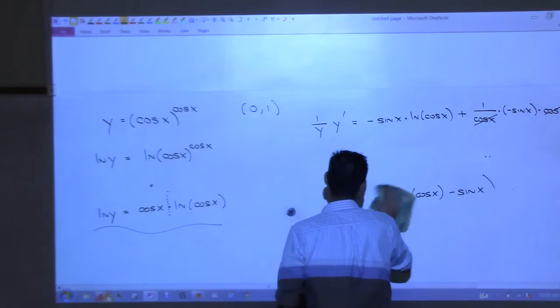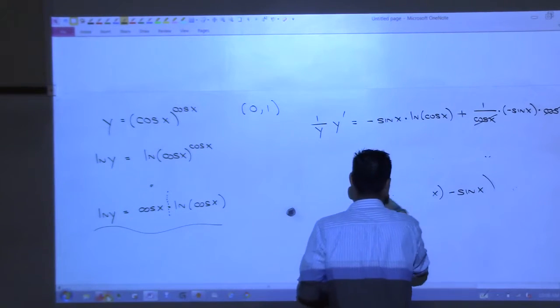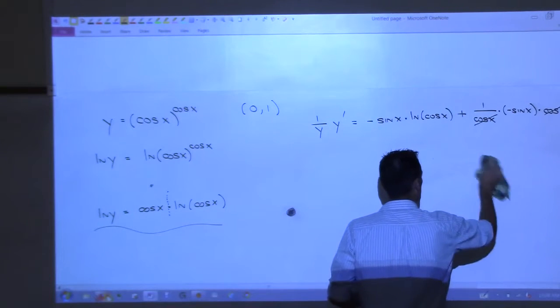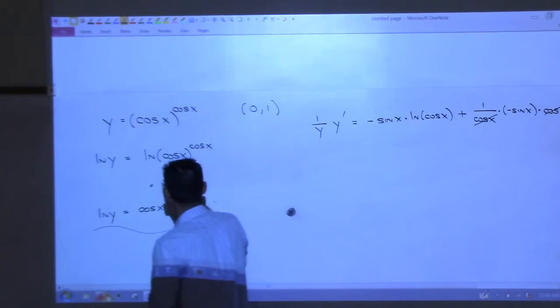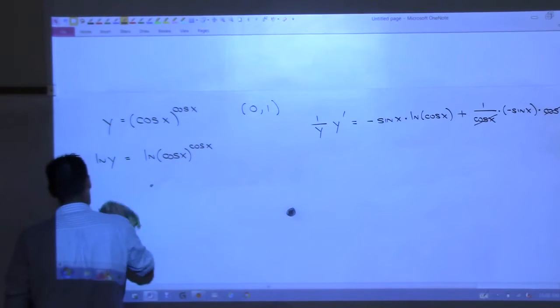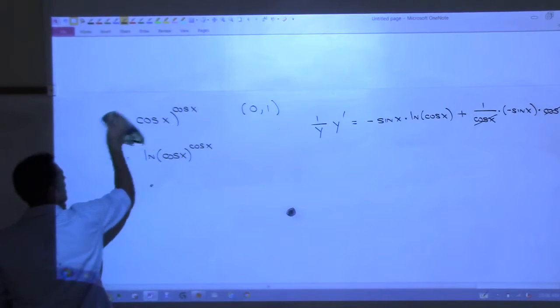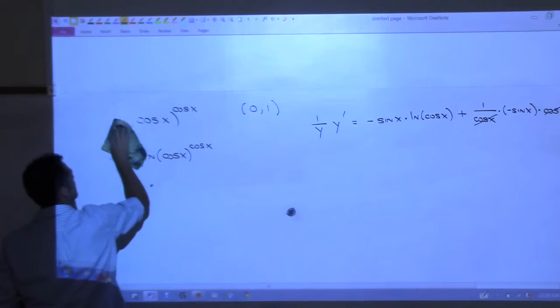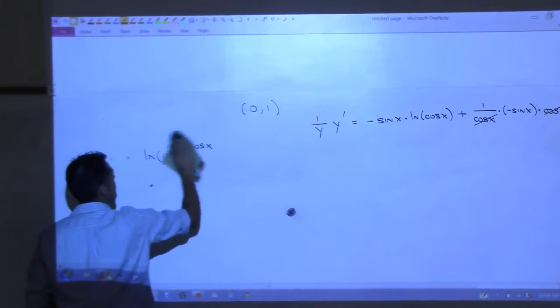Logarithmic differentiation. You know, that property that I was talking about that I'm saying was so important, you know?